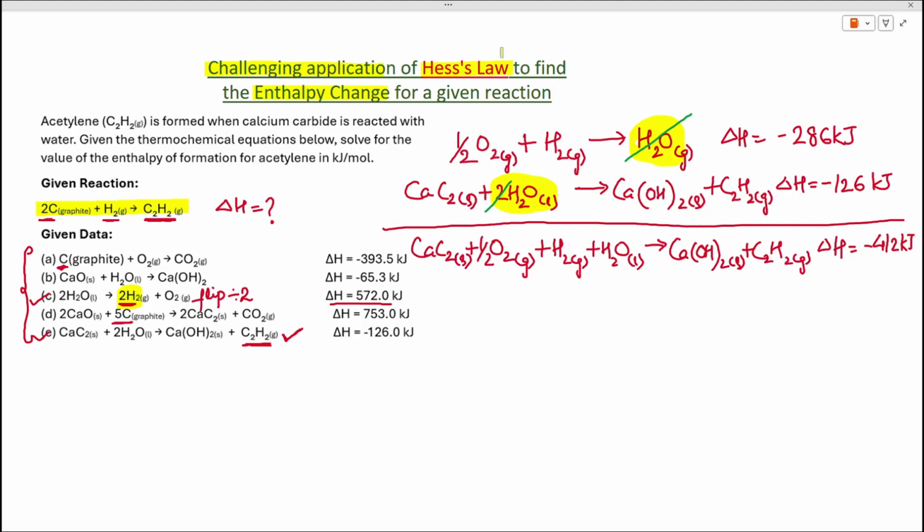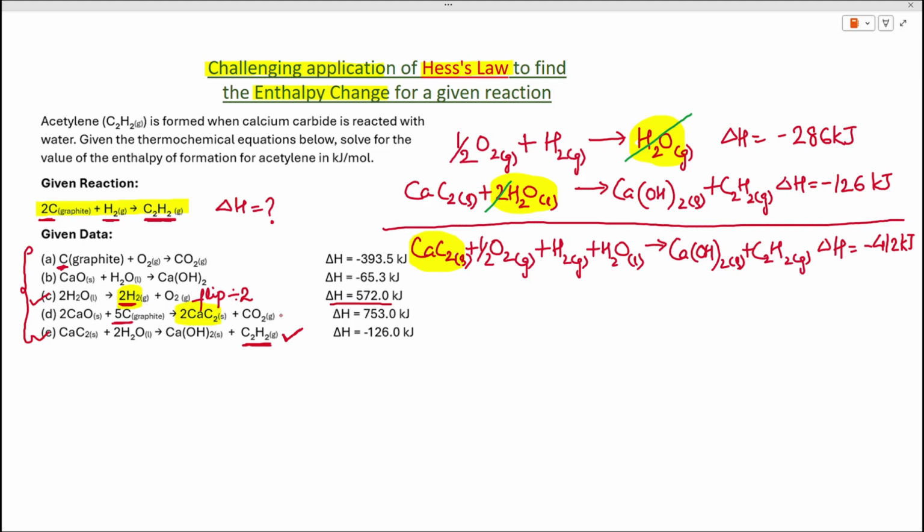Now the next thing we have to see is that we do not want this calcium carbide in our target equation. So to get rid of it, we know because this calcium carbide is present in reaction number D. To get rid of it, we need calcium carbide on the right. We have it on the right, but we need only 1 mole.